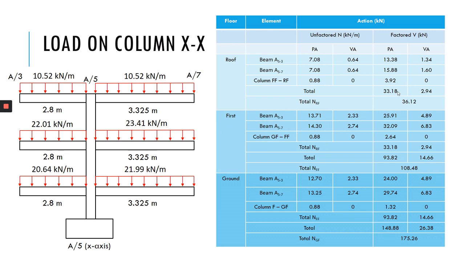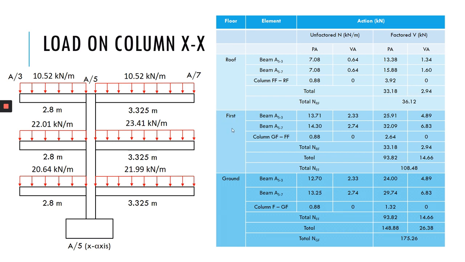Then we have to add up the total permanent action here: 13.38 plus 15.88 plus 3.92, we get 33.18. And then for the variable action, 1.34 plus 1.6 is equal to 2.94. And then the total axial load for the roof floor is 36.12, which is 33.18 plus 2.94.